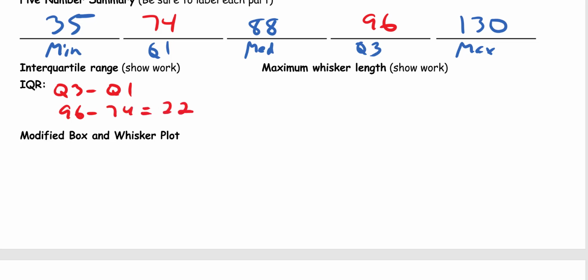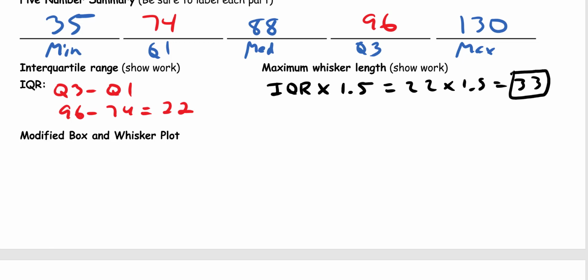Okay, so now to find the maximum whisker length, first of all, we got to do our IQR times 1.5. Don't forget that, math fans. IQR times 1.5. So 22 times 1.5 gives us 33. That's the number. That's basically the maximum length of the whisker to the left or the right.